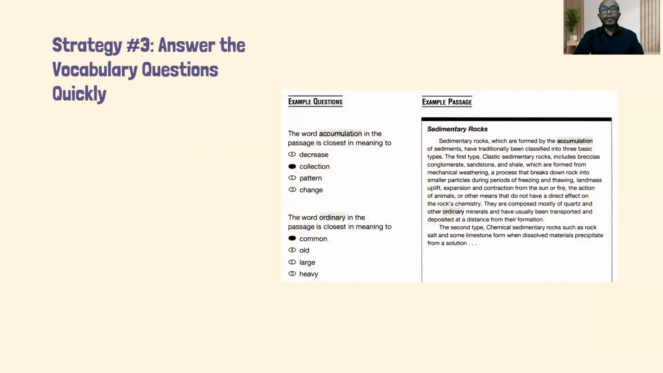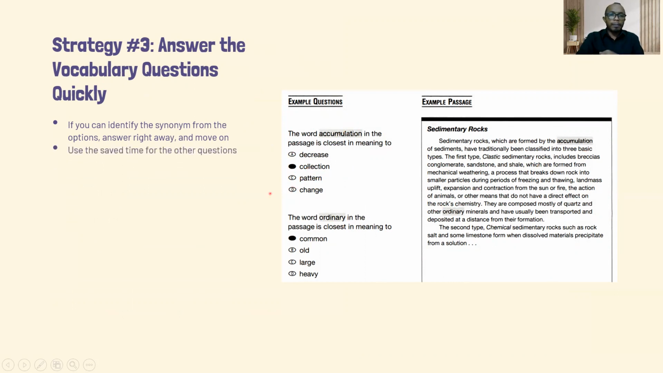Okay, now the third strategy is on dealing with the vocabulary questions. So the idea with the vocabulary question is for you to answer as quickly as you can. So how do you do that? If you are sure of the meaning of the word and you can easily identify the answer directly, even without reading the passage, then you should do that. Okay, so you should answer the question right away if you are familiar with the word. And of course, if you are sure of the answer.